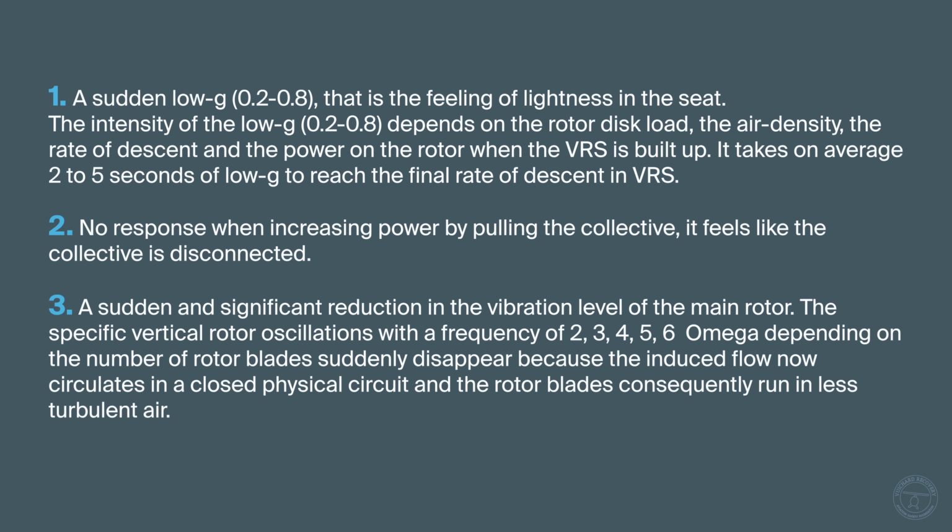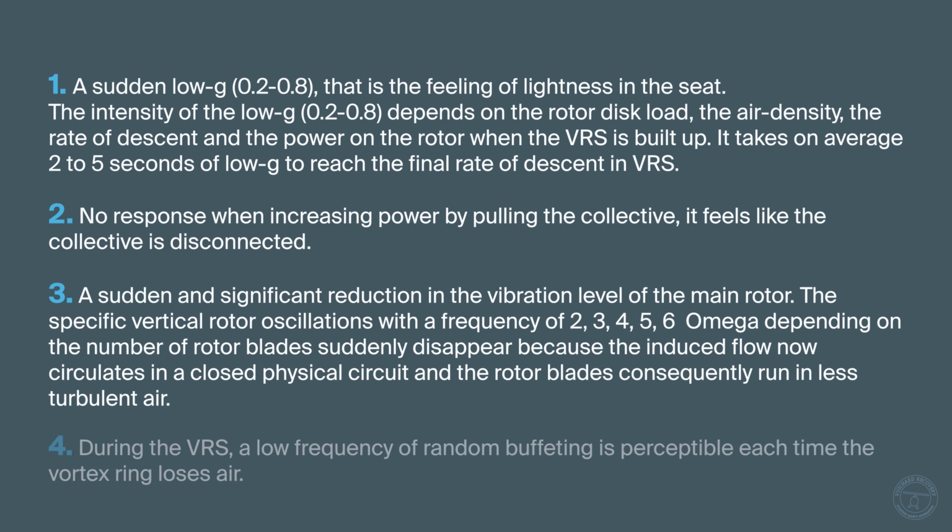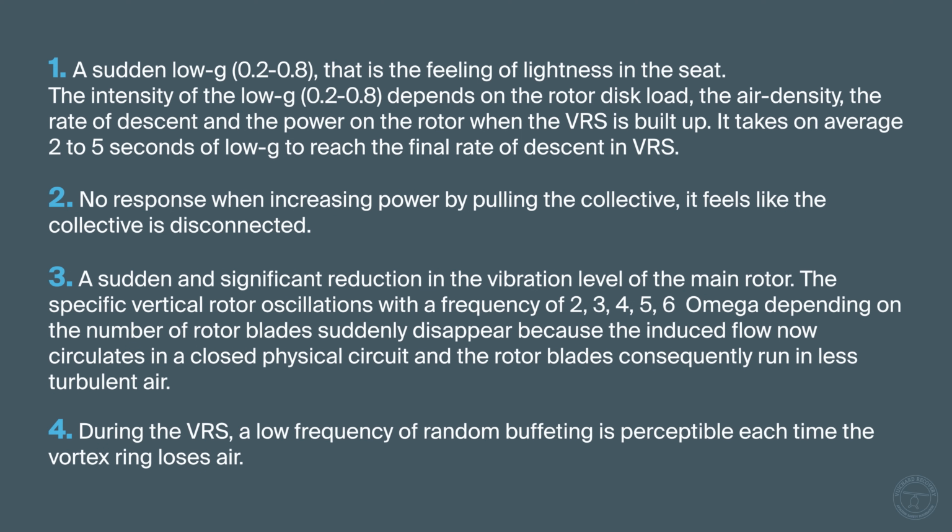The specific vertical rotor oscillations with a frequency of 2, 3, 4, 5, 6 omega, depending on the number of rotor blades, suddenly disappear because the induced flow now circulates in a closed physical circuit, and the rotor blades consequently run in less turbulent air. Number 4. During the VRS, a low frequency of random buffeting is perceptible each time the vortex ring loses air.